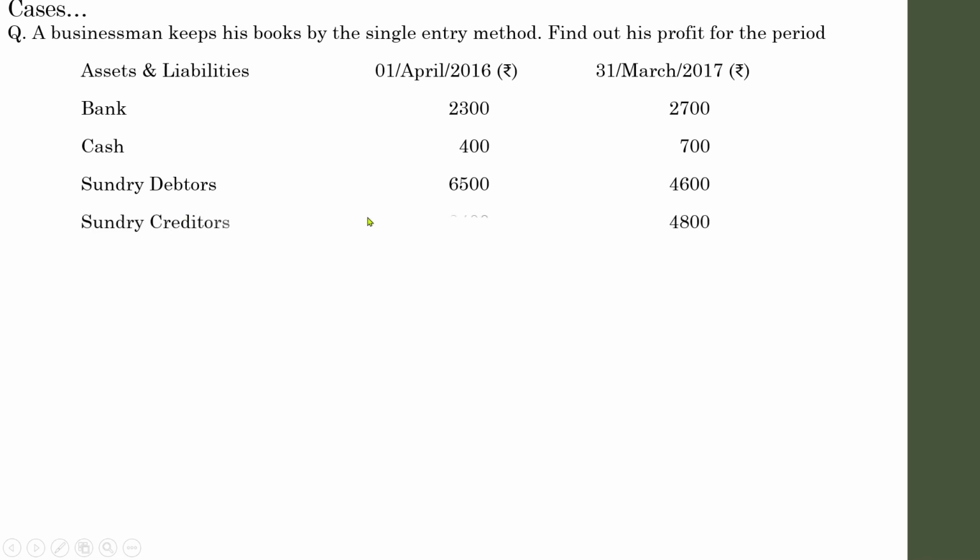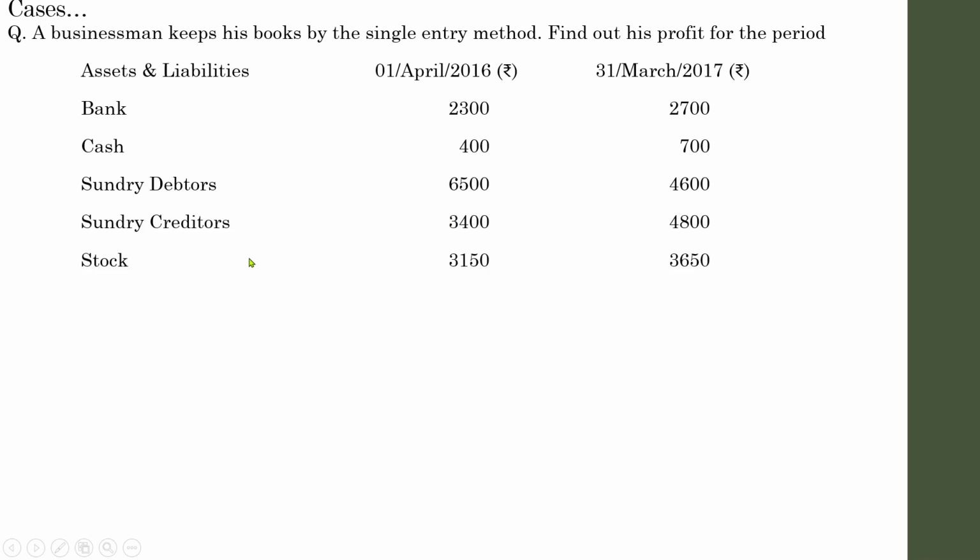Case. A question. A businessman keeps his books by the single entry method. Find out his profit for the period. Details of his books are given. Assets and liabilities on 1st April 2016 and 31st March 2017. So it's the opening balance, and this one is the closing balance. Bank opening and closing is given. Cash also opening and closing is given. Debtors opening and closing is given. Creditors opening and closing is given.